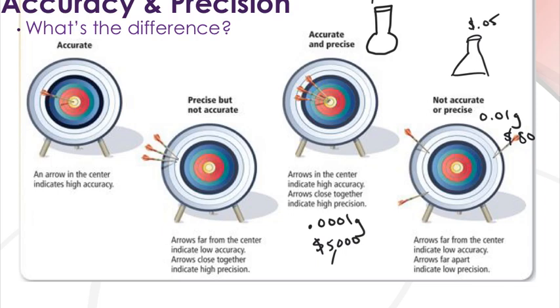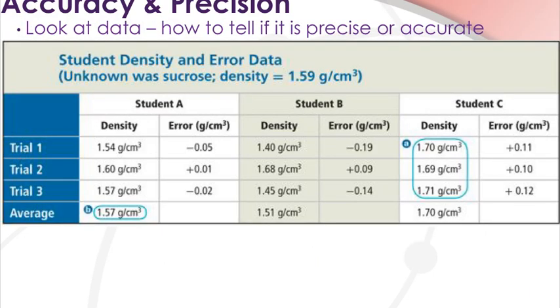But what about if we're looking at data? So let's try looking at a table here and see if we can pick out what's accurate and precise. Here we've got 3 students. They're in a lab, and their job is to determine the density of a solid that they are given. They are given sucrose, which is table sugar, which has the actual density of 1.59 grams per cubic centimeter. So 3 students, A, B, and C. If we take a look here, we got 3 trials and then an average. So we got student A's data, student B's data, and student C's data.